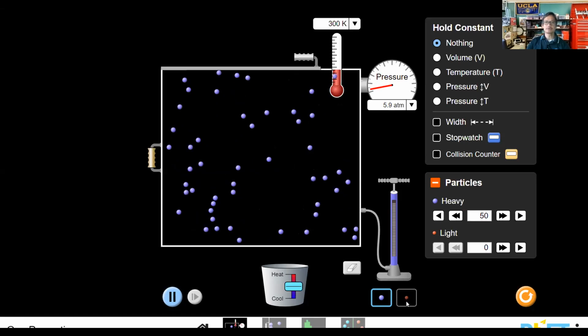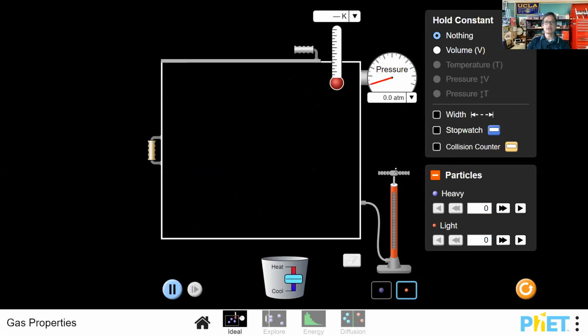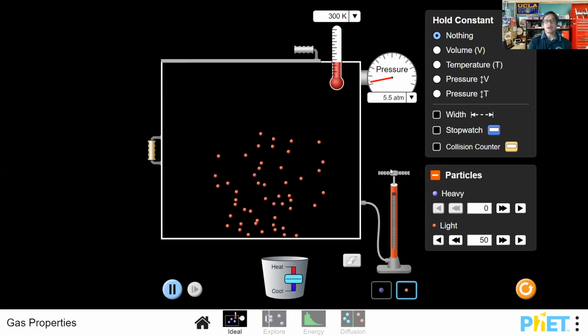Okay, and I'm going to switch over to the small gas particles here, and let's see what kind of changes happen there. So we're changing the gas particles. Okay, let's go ahead and change it. Okay, and what do you notice?